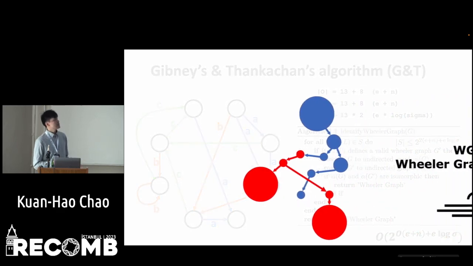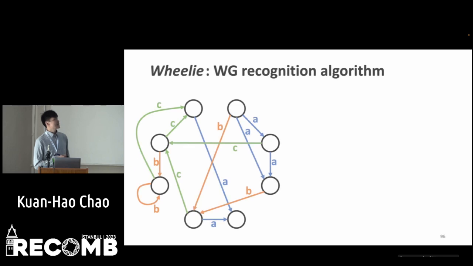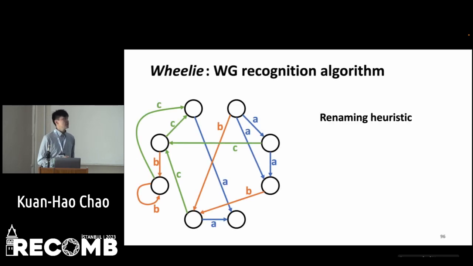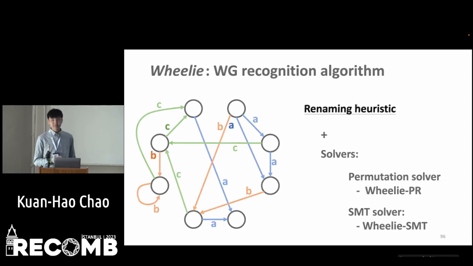So now here comes our algorithm. We developed Willy, we call it Willy. It's our weird graph recognition algorithm. And Willy is composed of 2 parts. The first part is the Green-Hemming heuristic. And the second part is the solvers. So first we use the Green-Hemming heuristic to trim down the search space. And then we pass those ambiguous node orderings into the solver. In Willy we have a permutation-based solver, which we call Willy PR, and also the SMT solver, which we call Willy SMT.